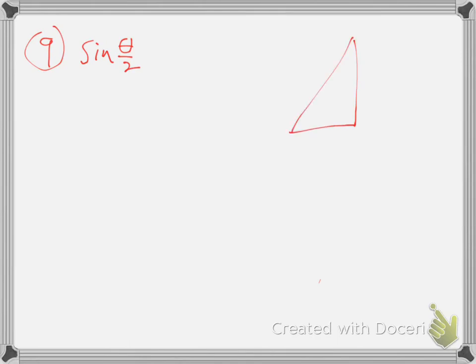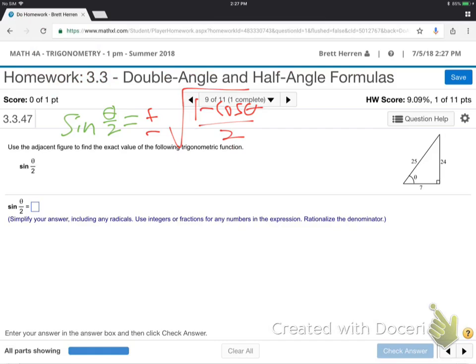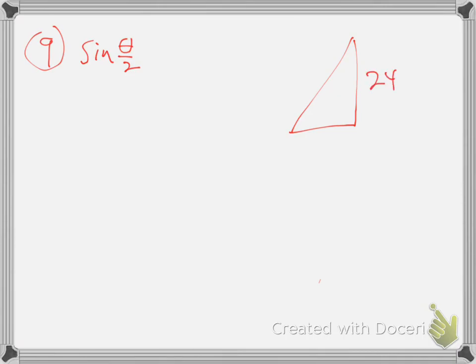Giving you a triangle over here. It's something, 24, 25, and theta's there. Okay, so it's the square root. It's plus or minus the square root of (1 minus cos theta) all over 2. Like that.